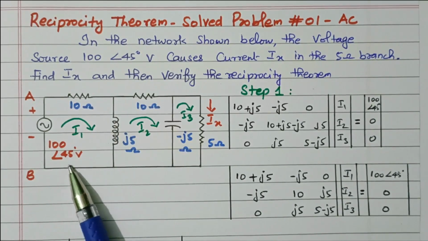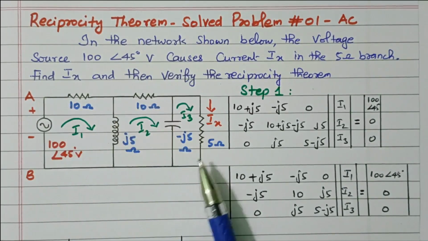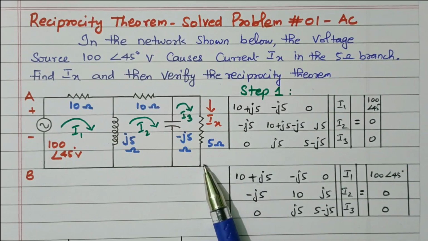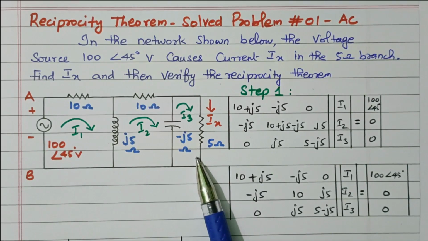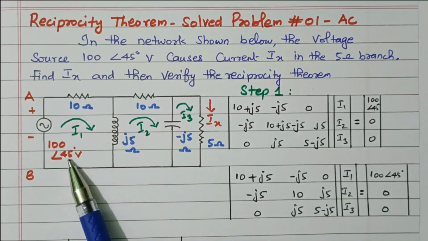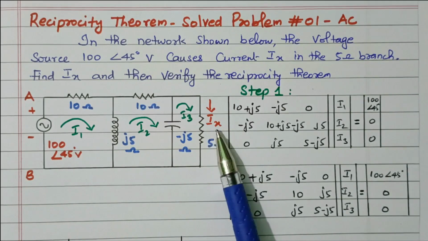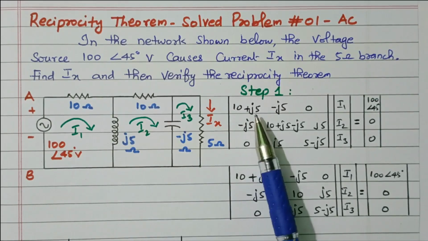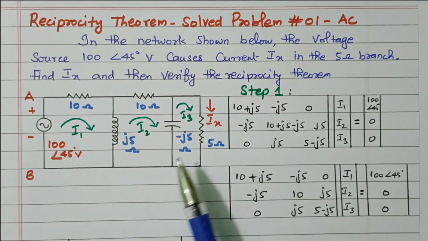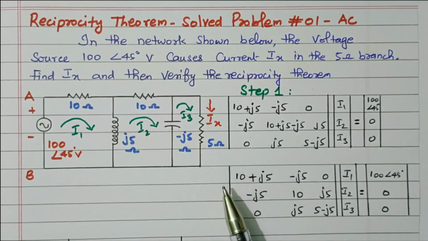So first we will consider the circuit given as it is, and we will find the Ix value. In step 2, we will transfer the voltage source to the third branch and we will find the current in the first branch. That should be equal to this Ix. The current should be equal. So we will go to step 1. As it is, we will proceed and find the value of Ix.